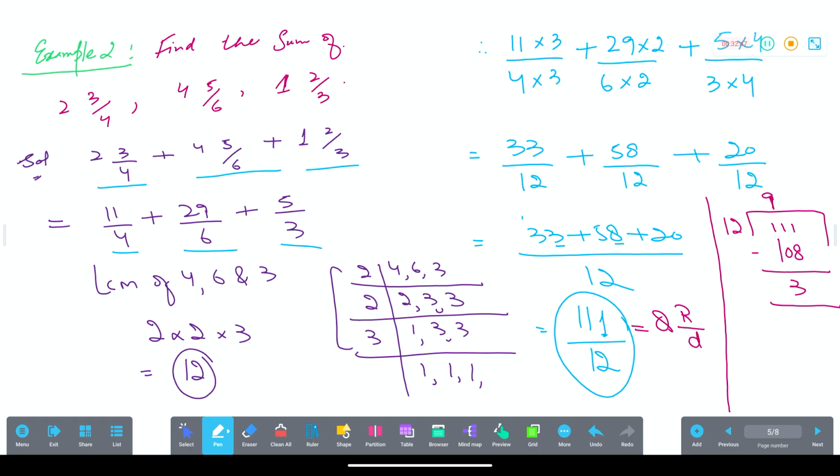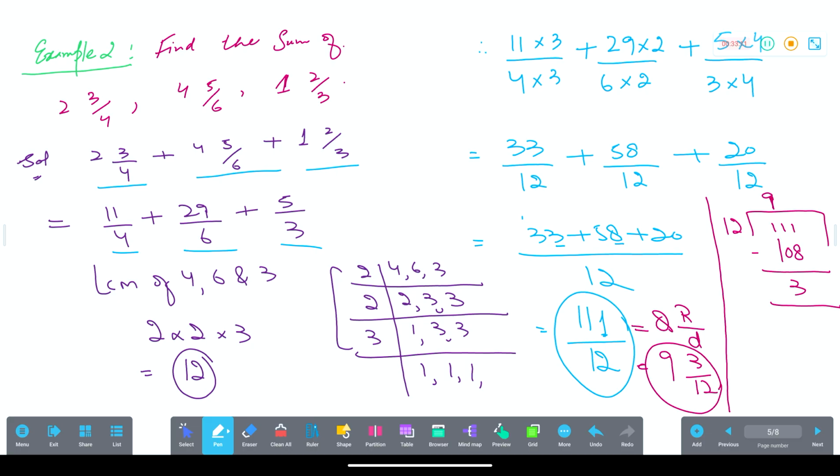What is the quotient there? That is 9. Remainder 3 by divisor 12. So this is the mixed fraction. Why have we put it in the mixed form? Because the question initially was in the mixed form. So this is how we operate on fractions for the addition operation, whether it is like fractions or unlike fractions.